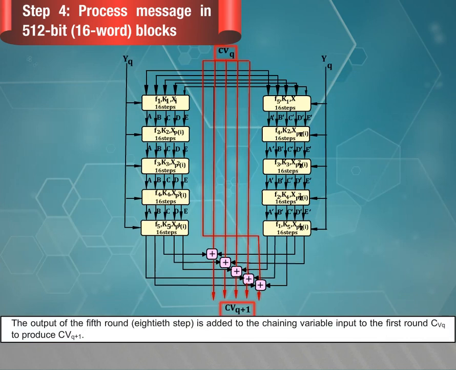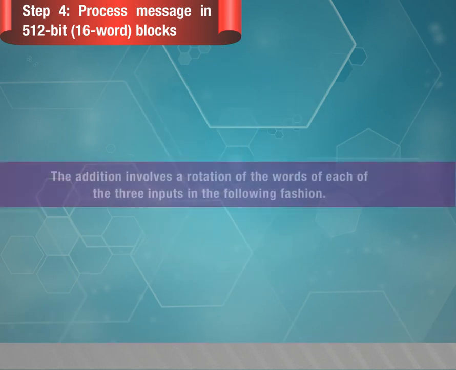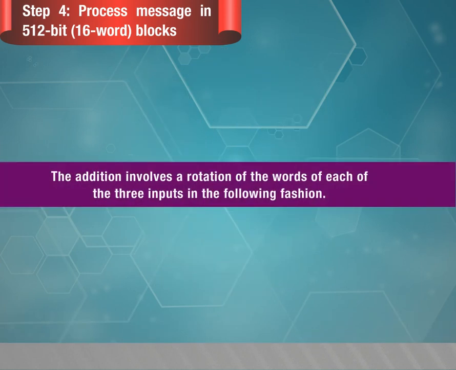The output of the 5th round, that is the 80th step, is added to the chaining variable input to the first round, CV_q, to produce CV_{q+1}. The addition is done independently for each of the 5 words in the buffer of each line, with each of the words in CV_q, using addition modulo 2^32. The addition involves a rotation of the words of each of the 3 inputs in the following fashion.